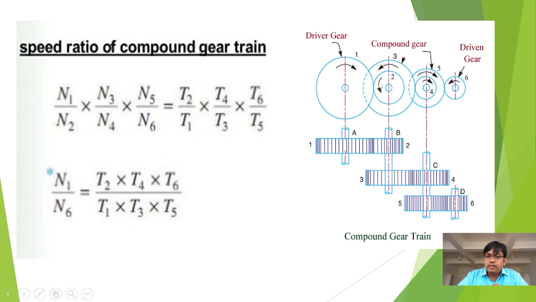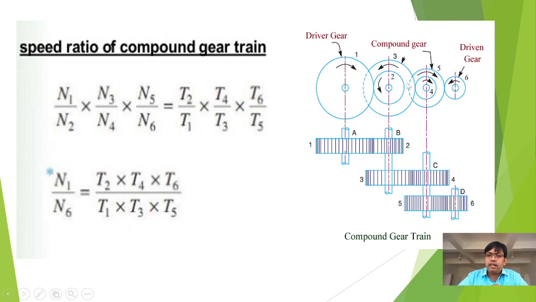And because 2 and 3 are compound gears, the speed of gear 2 and the speed of gear 3 are the same. Now gear 3 is meshed with gear 4, therefore you can calculate the speed ratio between 3 and 4. For the combination 3 and 4, 3 will be the driver and 4 will be the driven gear. So N3 by N4 is equal to T4 by T3. That will be your equation 2.